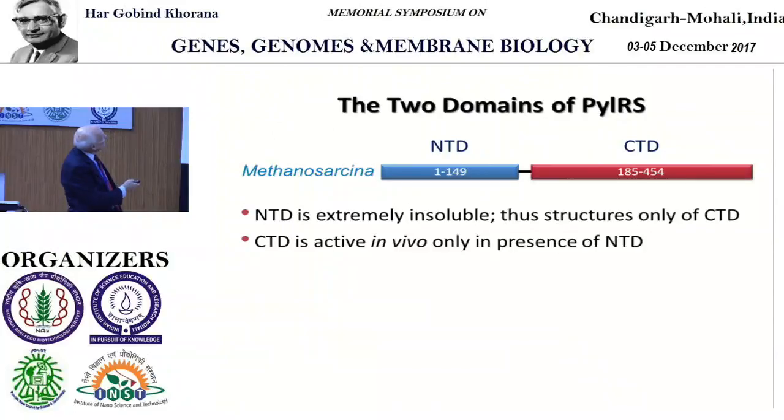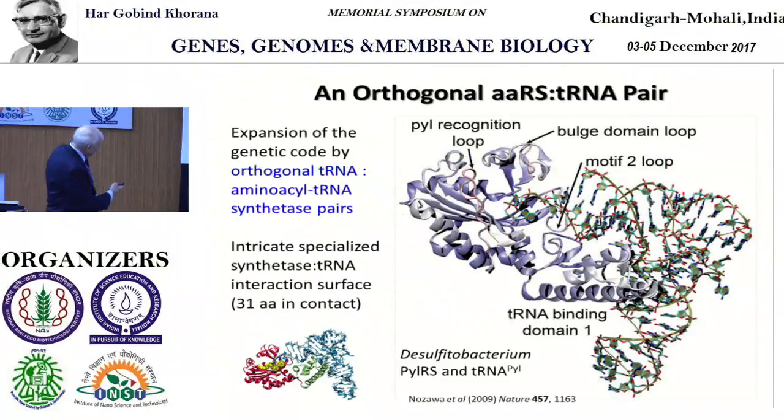Pyrrolysyl tRNA synthetase has two domains in archaea, a C-terminal domain and an N-terminal domain. The N-terminal domain is exceedingly insoluble, and therefore we only have structures of the C-terminal domain with and without tRNA. I'll show it in a minute. And we showed long ago that the C-terminal domain is active in vivo only in the presence of the N-terminal domain.